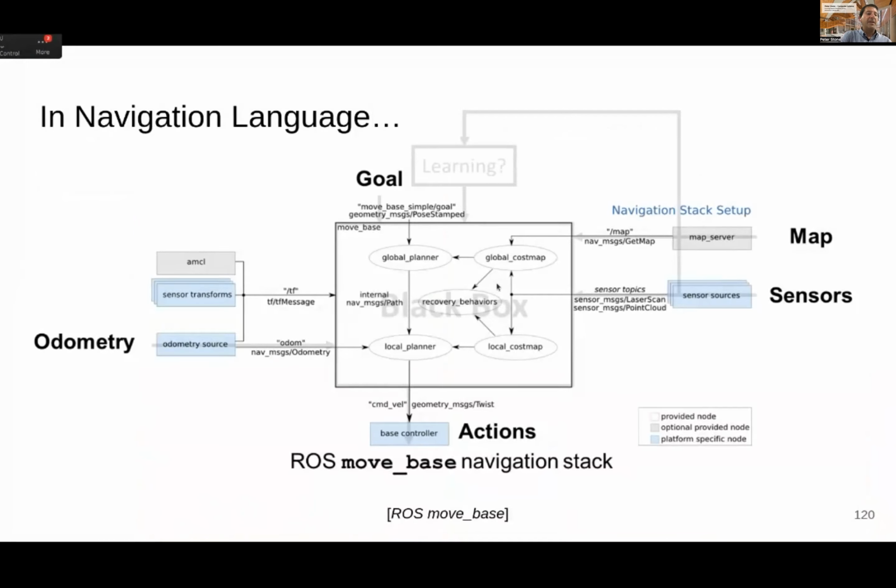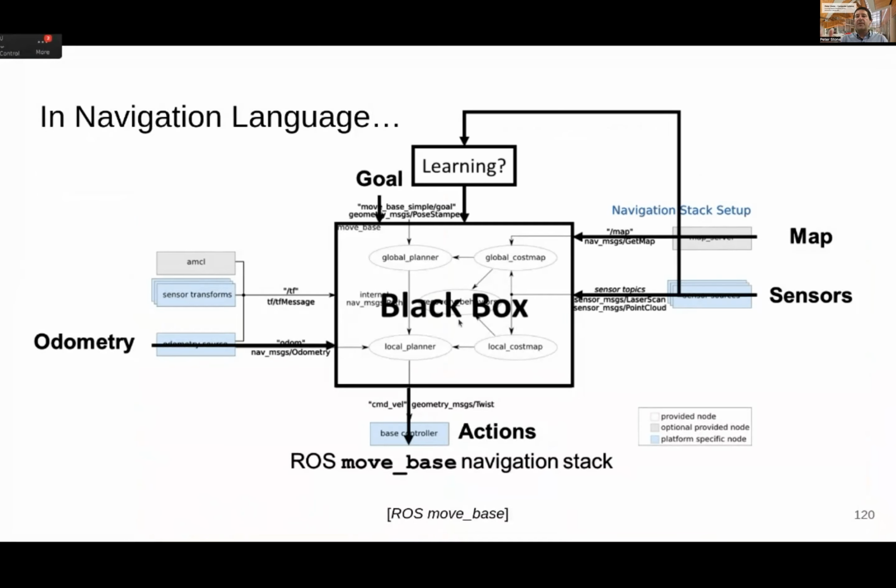And the thing in common for all of these approaches was, rather than learning, we are taking an existing path planner, global planner, and local planner, like a whole navigation stack. It's the ROS move_base navigation stack. And rather than throwing it out and learning end to end, we are just learning the parameters of that navigation stack.